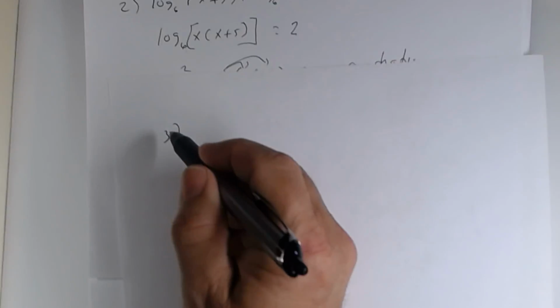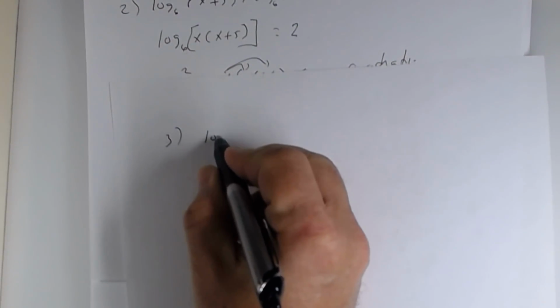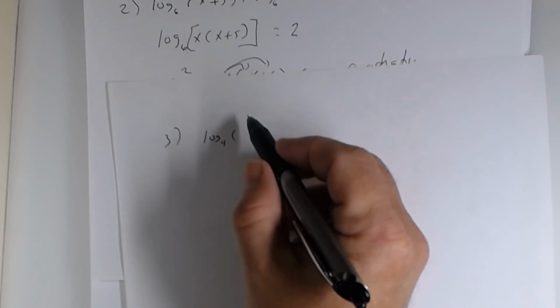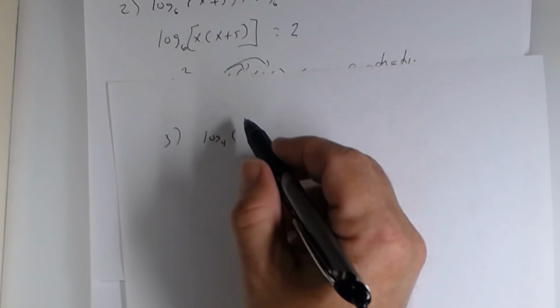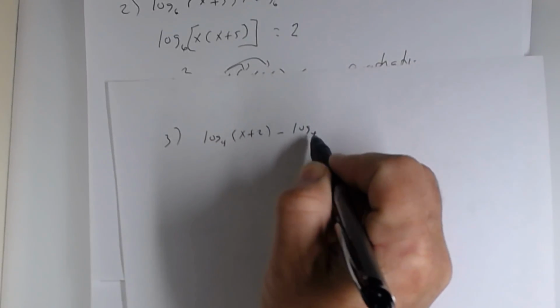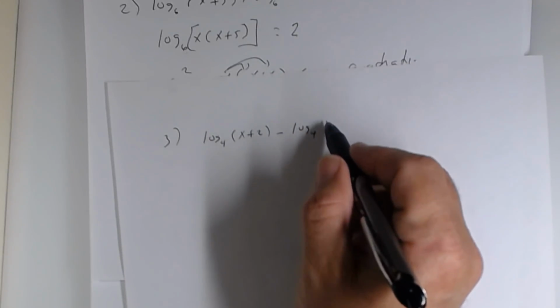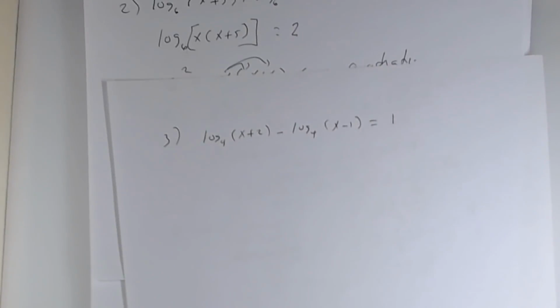All right, look at this one. Suppose you had log base 4 of x plus 2 minus log base 4 of x minus 1 equal 1. Now the one in your finals is going to be an addition problem, so you're going to have to change it to what kind of problem? Product. And it is going to be a quadratic you end up with.